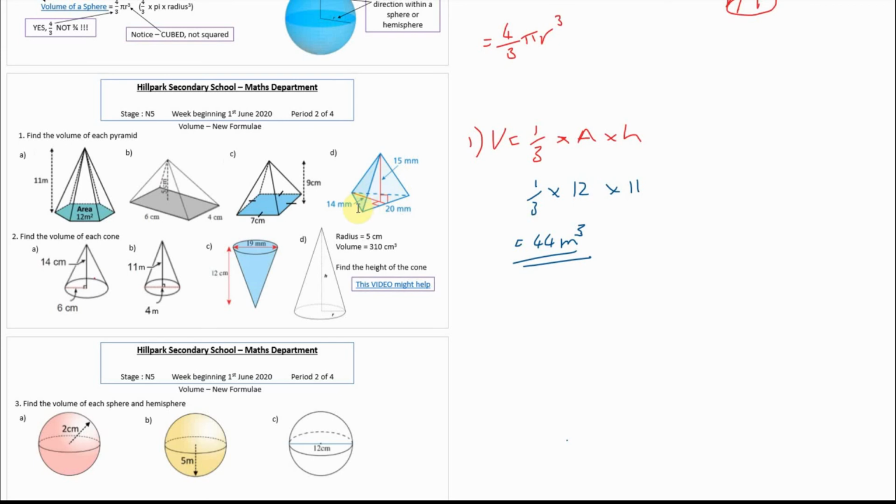What's the base of a triangle? A half times the base times the height. Half times 20 times 14. What's the height of this entire thing? 15. Divide by 3. Okay, nice and straightforward. It's just always that equation there for substituting.